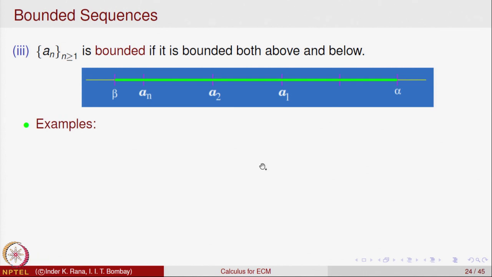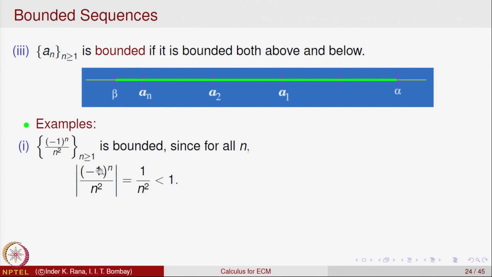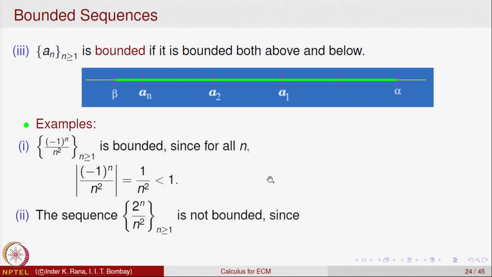So, examples: this sequence is bounded because for all n, the absolute value of this is 1 over n square, less than 1. So, all the terms of the sequence will lie between minus 1 and 1. So, there is a bound below, minus 1, and a bound above, 1. But boundedness at present does not say anything about the convergence of a sequence, keep that in mind.